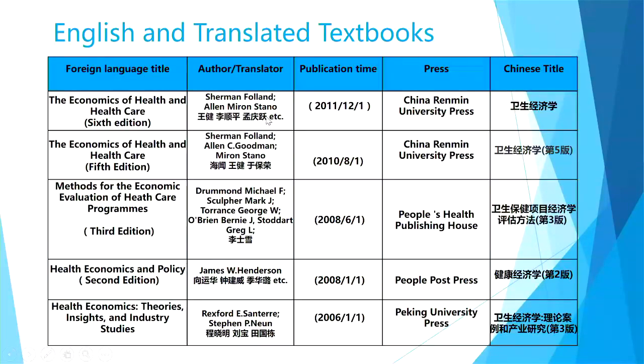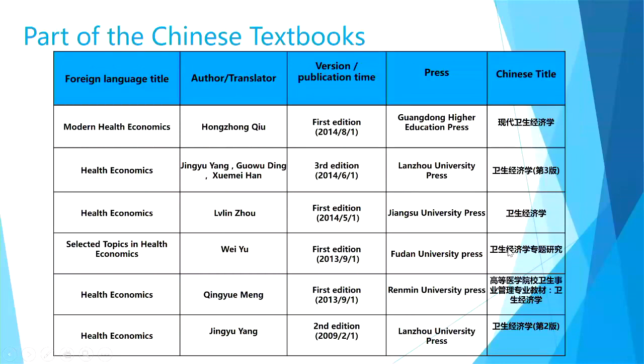So as you can see, the most popular textbook we use is from Professor Folland, Economics of Health and Health Care, and the different editions have been translated. And also we have Methods for the Economic Evaluation of Health Care Programmes. But when we teach cost benefit analysis or cost effectiveness analysis, most instructors don't use these textbooks. They mostly use the Chinese versions. For example, we have some health economics textbooks that include cost effectiveness analysis. So here is just a part of the textbooks we listed.